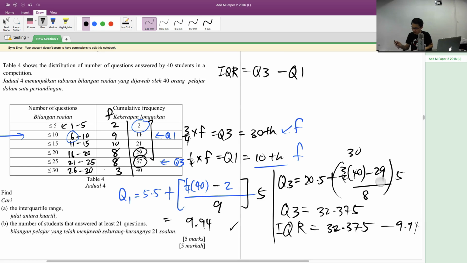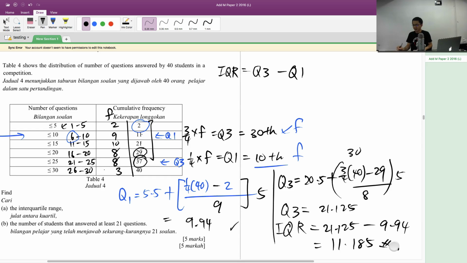Alright, so this one, I got the wrong Q3. This one is 21.125. So Q3 minus Q1 minus 9.94. So this one is the correct answer, 11.185. This question is not hard, but it's a little bit tricky.